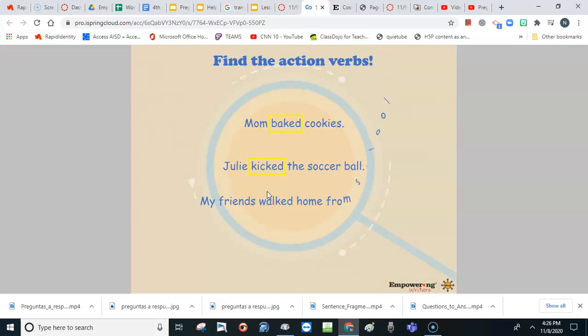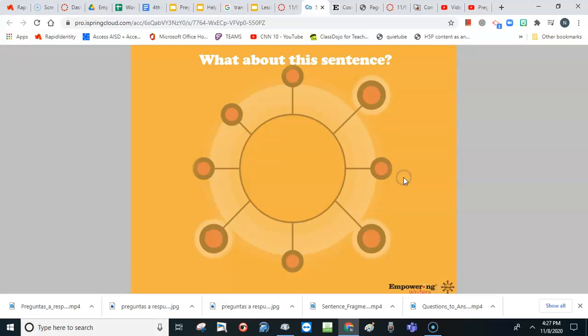My friends walked home from school. What's the action verb? Walked. You can see the action. I swam 2 laps. What's the action verb? Swam. These verbs all show action.